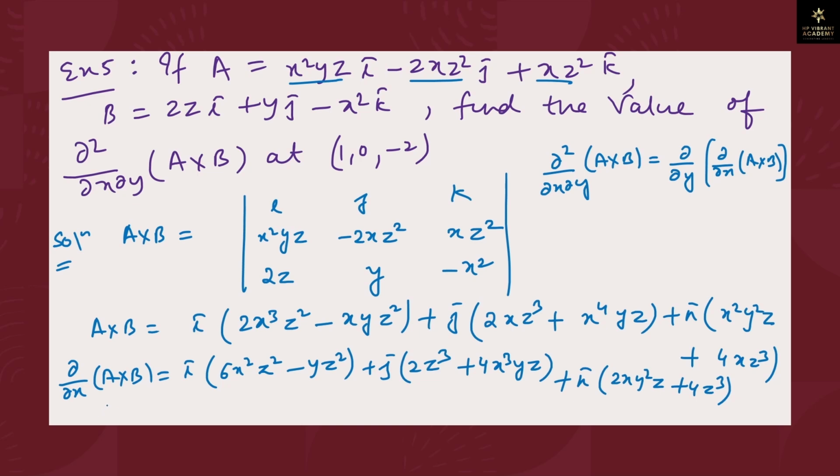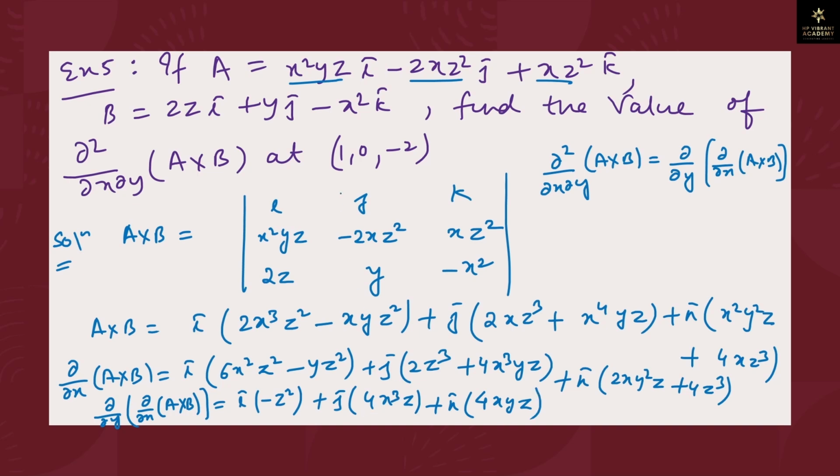Okay, now let us differentiate this with respect to y. So del upon del y of del upon del x of a cross b is equal to i cap. With respect to y we are differentiating, this is minus z square, plus j cap, this is 4x cube z, plus k cap, this is 4xyz.